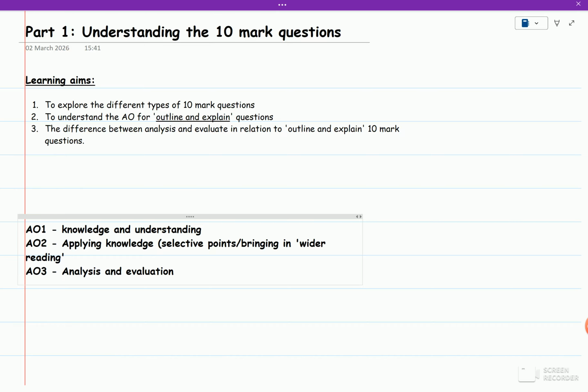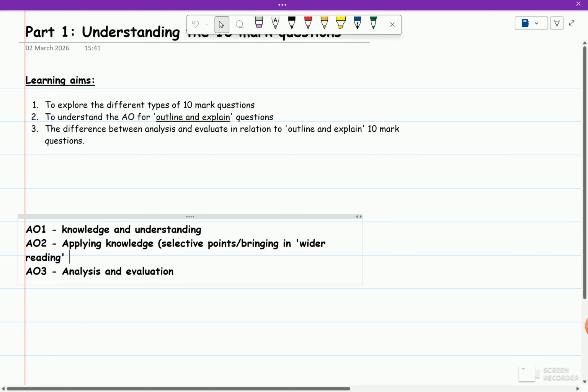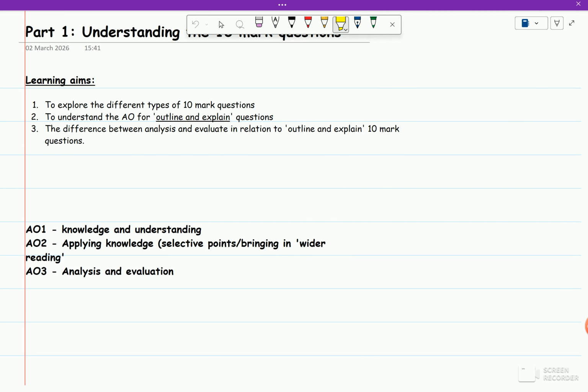So, there's going to be some structure to this, but it's more of a dialogue from me to you before we actually start with the tasks that we're going to get ahead with. So, as you can see, we have our learning aims here. Let's get some highlighting going here. So, it's going to be a simple one.